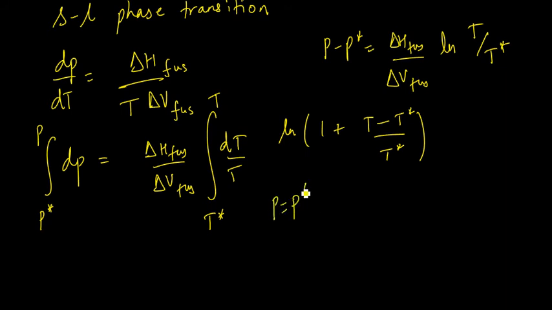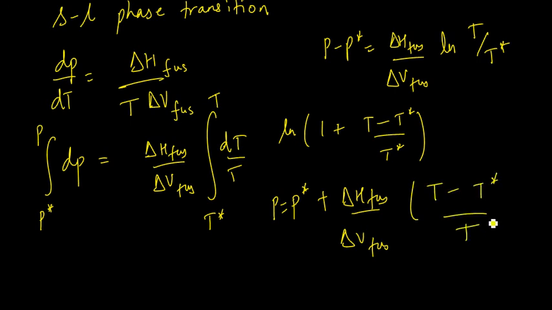P is equal to P star plus delta H fusion by delta V fusion into (T minus T star) by T. Right, and T star is the temperature where I started, and T is whatever temperature I am going to. So this is more like a straight line equation, right?